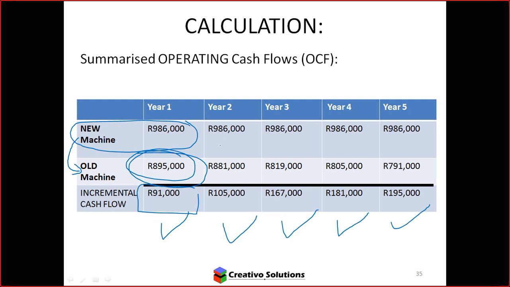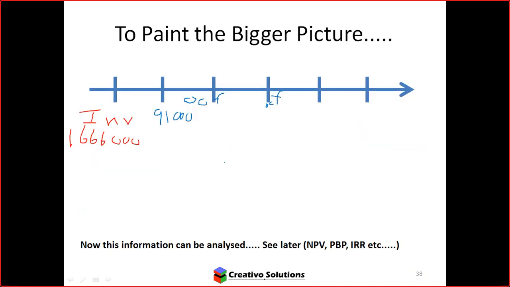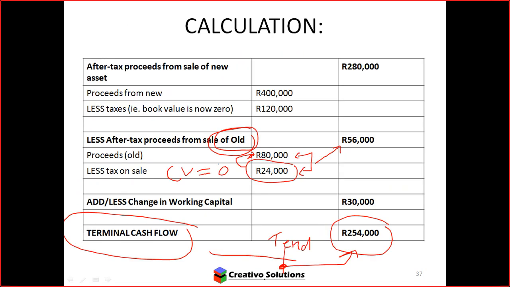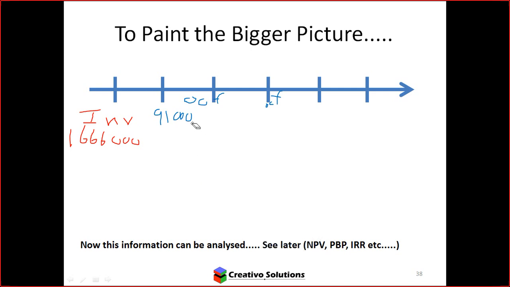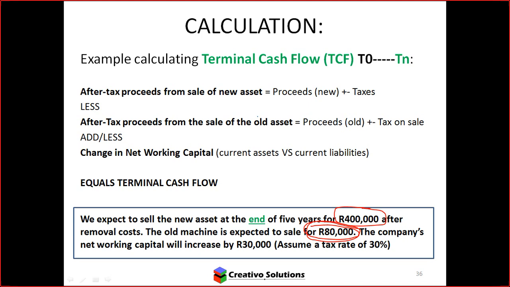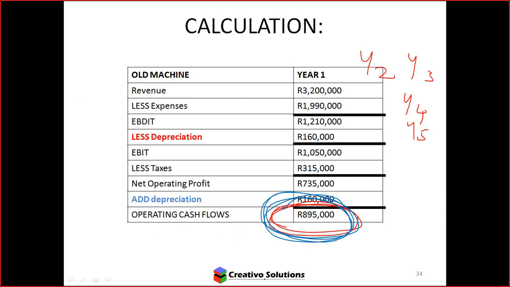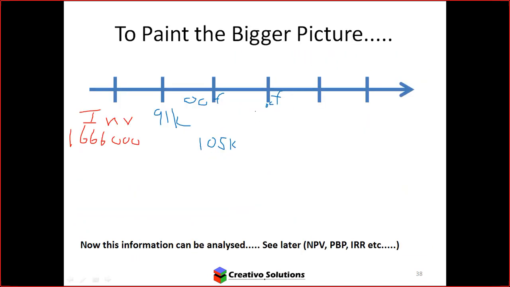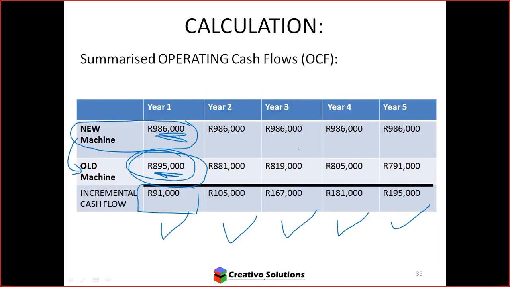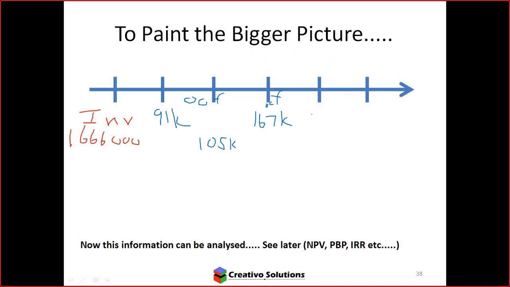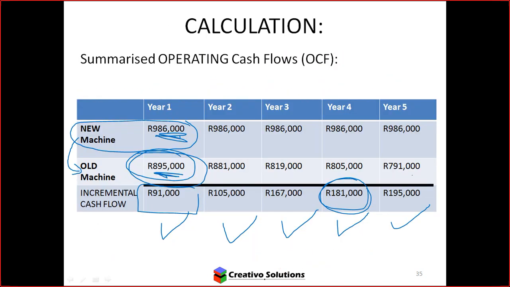Let me just write this down. Now I'm building the diagram. 91, 105, 167. But where did we put the new one in now? It's the net amount. It's new minus old. New minus old gives me the final answer. And then we've got 67, 181, $195.